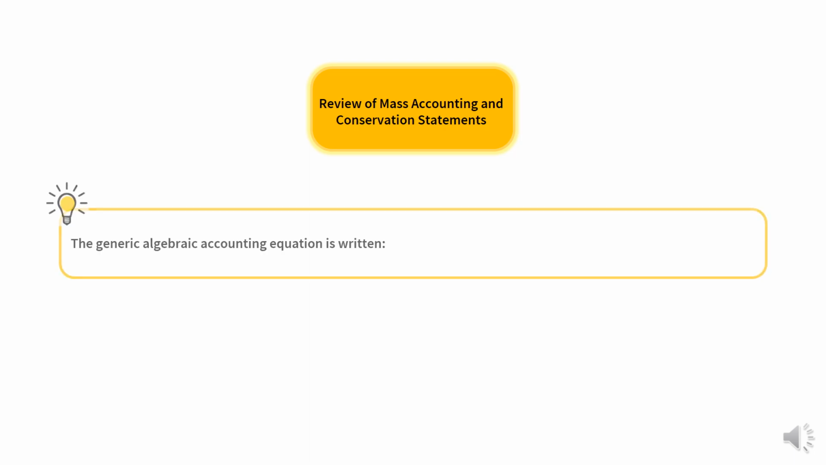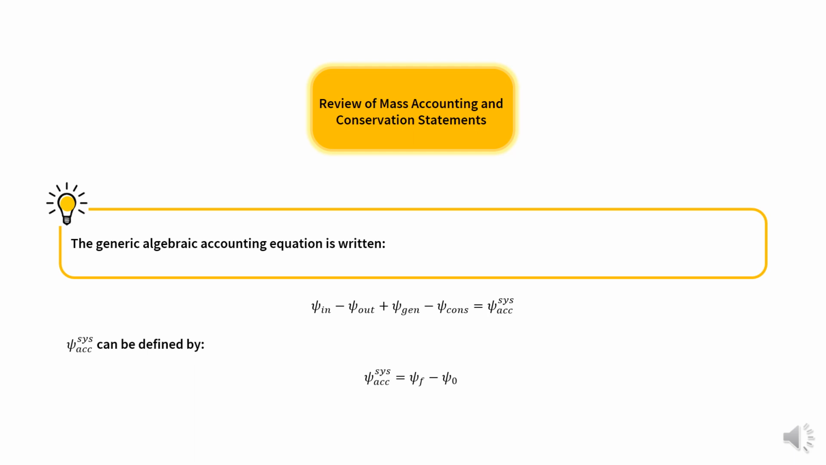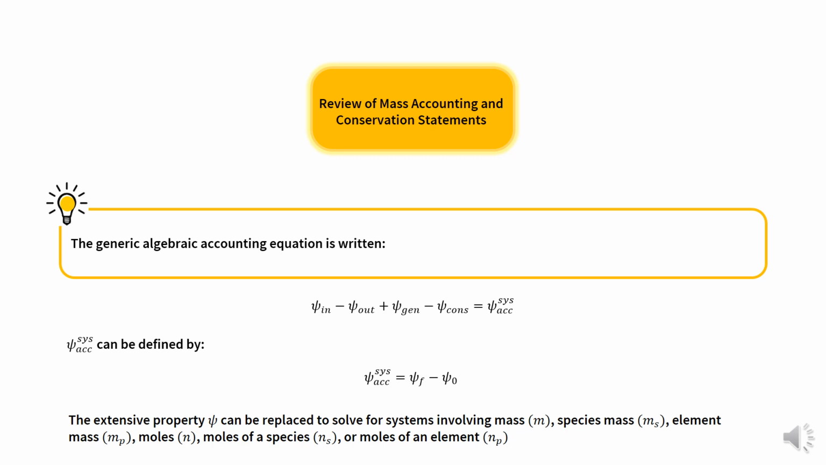Algebraic equations can be applied when discrete quantities or chunks of mass are specified, and the generic algebraic accounting equation can be written as psi in minus psi out plus psi generation minus psi consumption is equal to the psi accumulation. As we learned in the previous module, the psi accumulation can be defined by psi final minus psi zero. For the extensive property psi, it can be replaced to solve for systems involving mass, species mass, element mass, moles, moles of species, and also moles of an element.